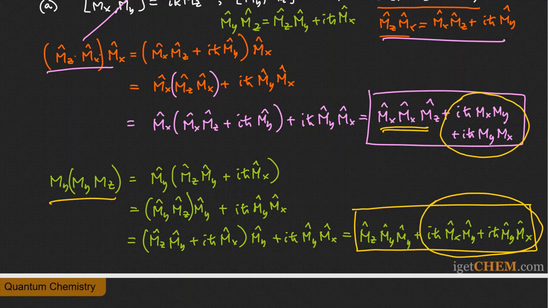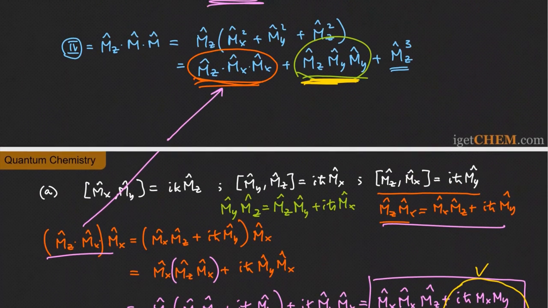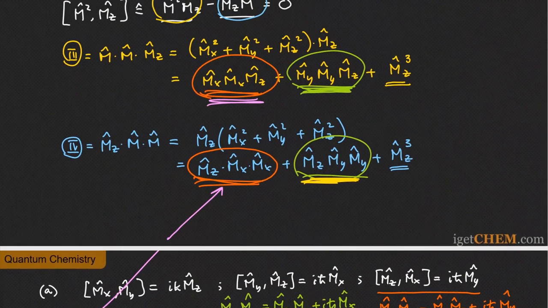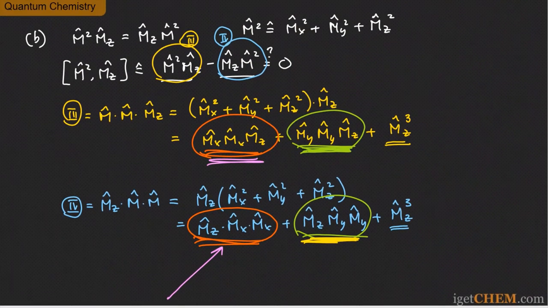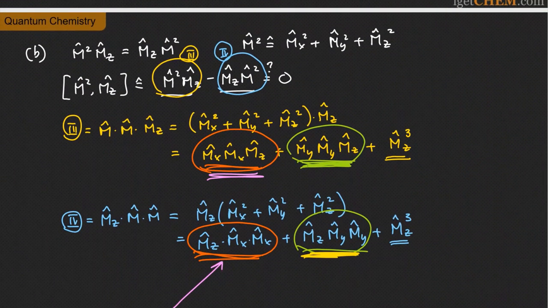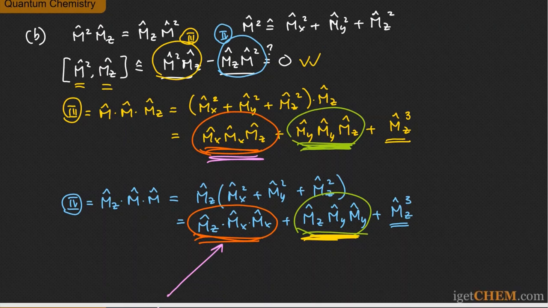And now you see that these two terms show up in here and also there. And so they are also common between Roman numeral 3 and Roman numeral 4. So as a result of that, we see exactly every term cancels. And at the end, you will see that these two operators, m squared and mz, in fact, do commute. So that's the proof.